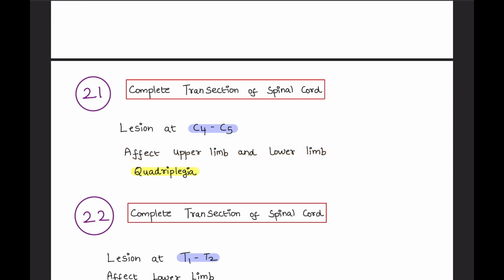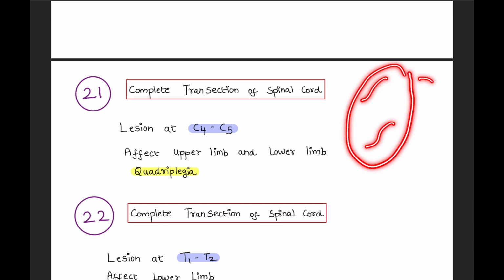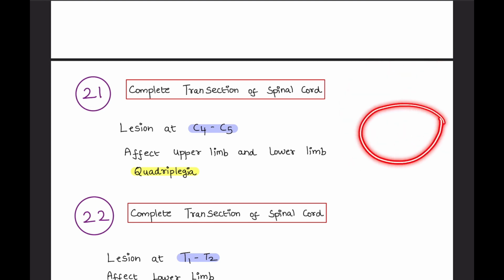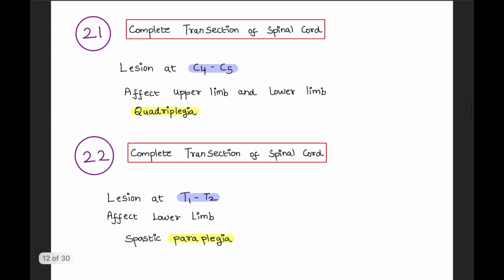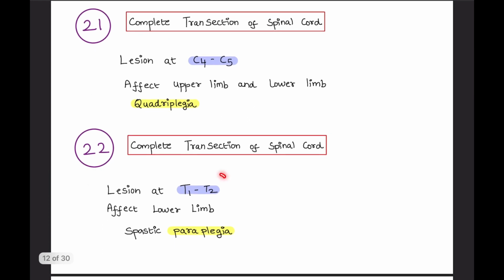If only one side of the body is affected, that is one upper limb and one lower limb, it is known as hemiplegia. If 4 limbs are affected, it is known as quadriplegia. So what is paraplegia? Only the lower limbs are affected. What is diplegia? Either both upper limbs or both lower limbs are affected. The next case, the lesion is at thoracic vertebrae 1 and 2 level. If the lesion is at T1 and T2 level, it will affect the lower limbs. Then the patient will have a spastic paraplegia.